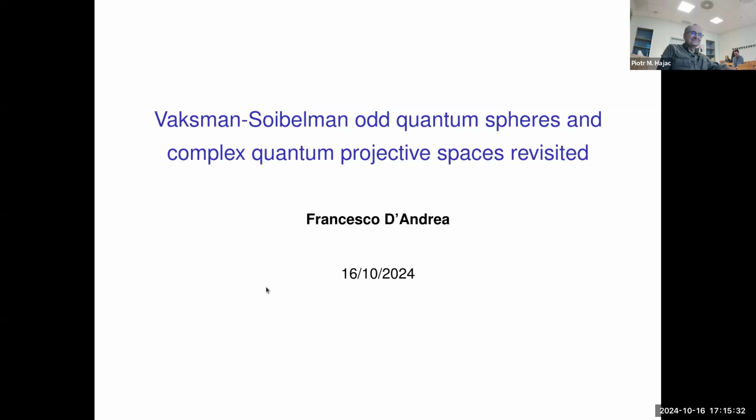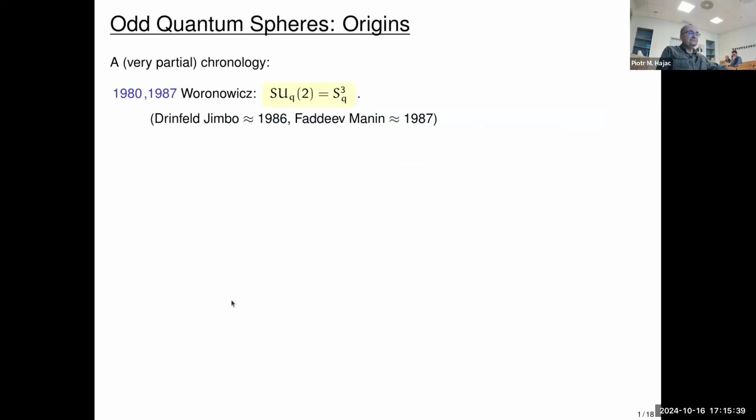Okay, so thanks everybody for being here. As Piotr said, I want to say something about these quantum spheres and projective spaces. So let me start with a very brief history of these spheres. I would say that the first example is, of course, SU_q(2), which is a quantum three-sphere.